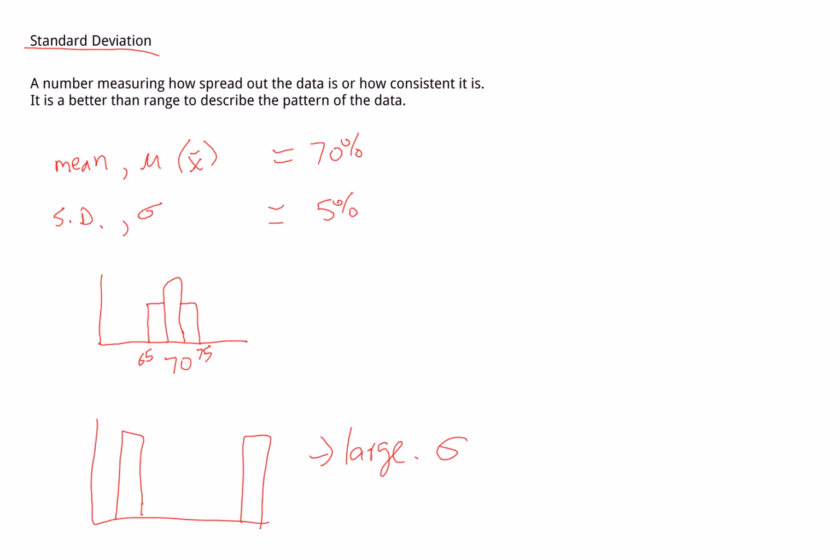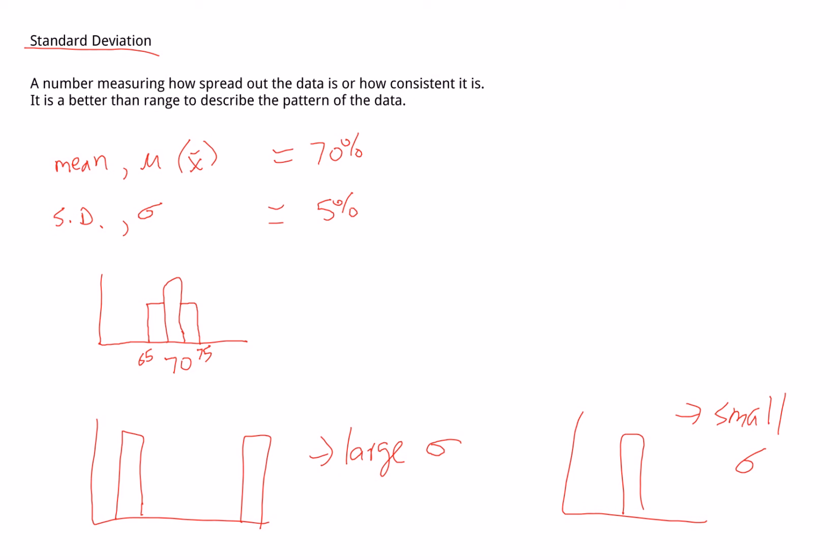Okay, if we had a graph that just had one chunk of data in the middle and nothing else, that would be a very small or even zero standard deviation. Okay, so that's what it means, and it just sort of tells you the spread outness of it. So it's a good number to tell you how close the data is.